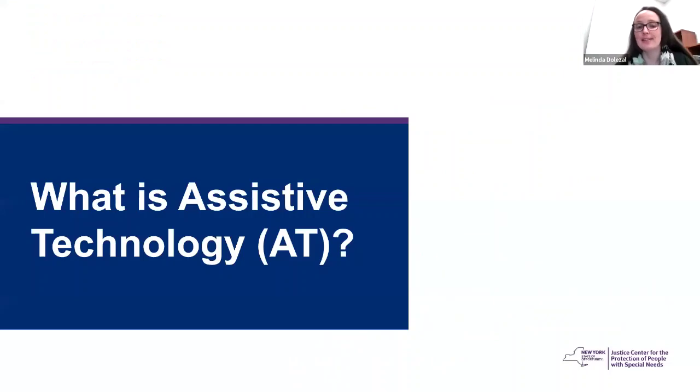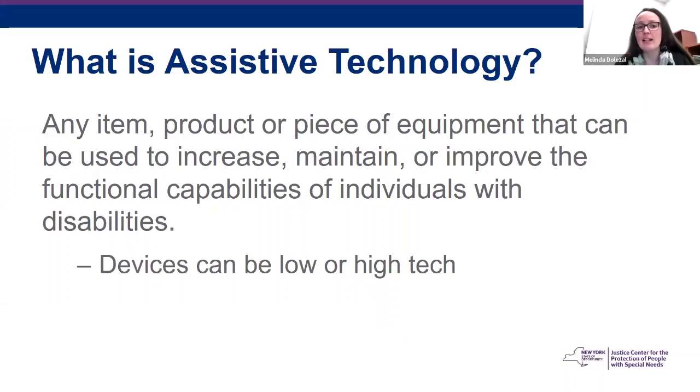So what the heck is assistive technology? Again, we say AT a lot more than we say assistive technology, because try saying that 5 times fast. It's a bit of a tongue twister. So what exactly is it? It's any item, product, or a piece of equipment that can be used to increase, maintain, or improve the functional capabilities of individuals with disabilities. Again, what does that mean?